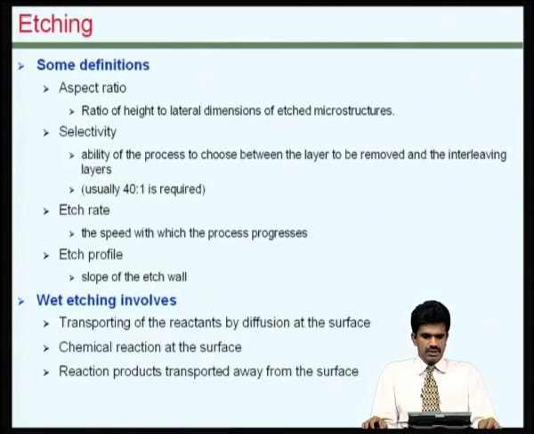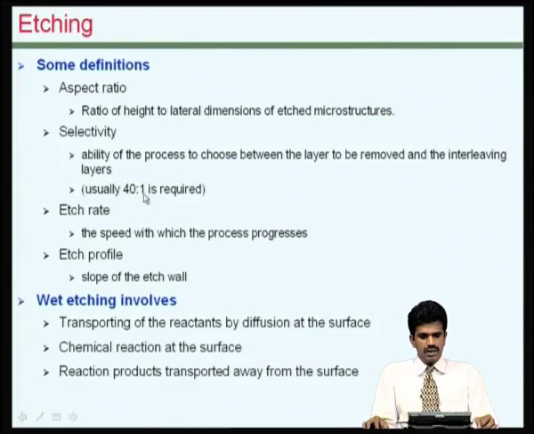The etch characteristics are defined based on various parameters. Aspect ratio is the ratio of height to either of the lateral dimensions of the final microstructure. Etch selectivity is the ability of the process to choose between various material layers. In the example that you have seen in the beginning, it is essentially the selectivity between silicon and silicon dioxide.